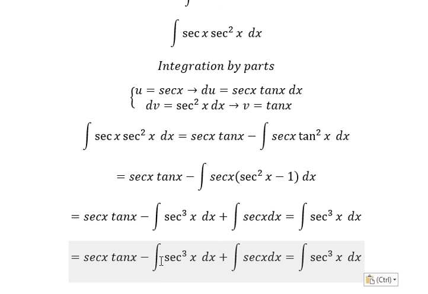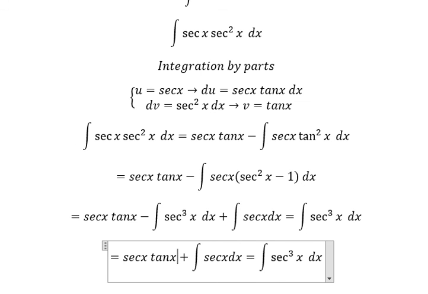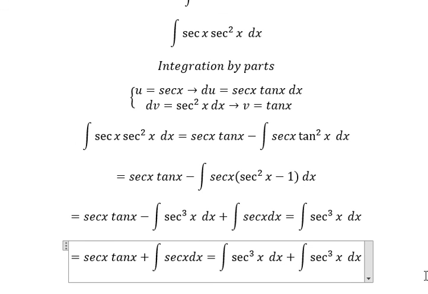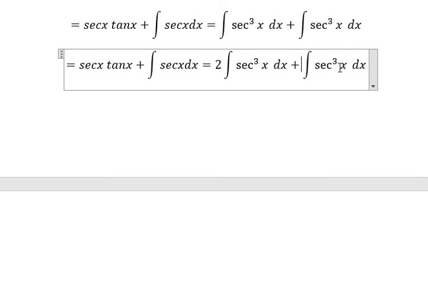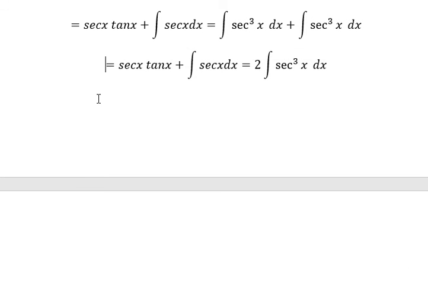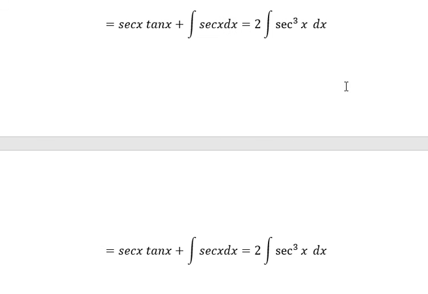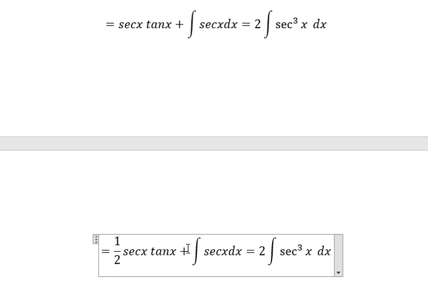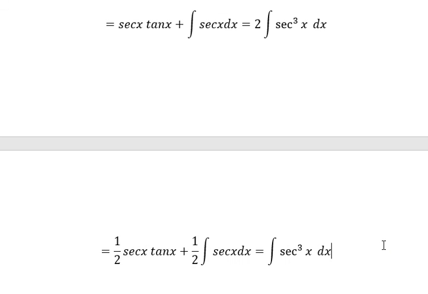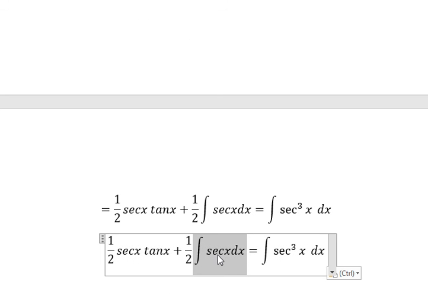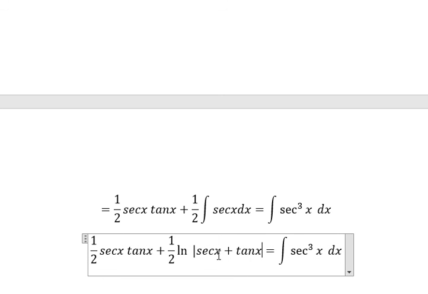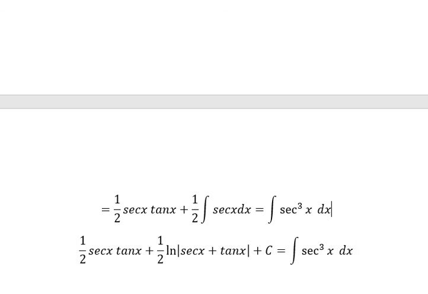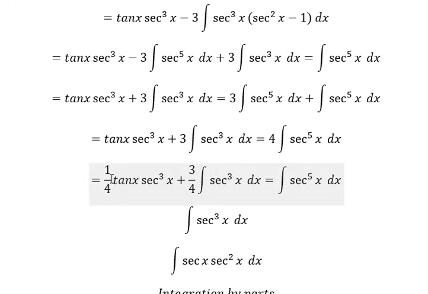And now I will put this one to the right. And this one we have 2. Later we divide both sides by 2. The integration of this one we have ln of the absolute value of secant of s plus tan s, and we put c. Now we return back to this one.